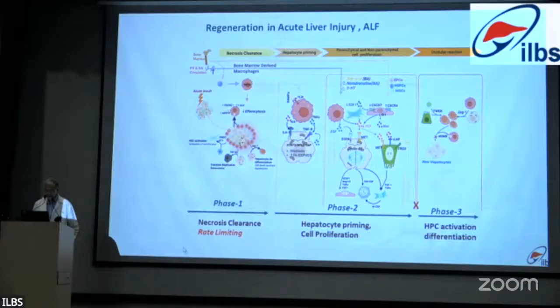So one of the rate limiting steps, and the first is this. When you need more, you get it from bone marrow also. The second phase, as I told you, is hepatocyte priming, where you have TLRs and you have TNF alpha coming in and IL-6 coming, and the STAT3 and the pathway starts.